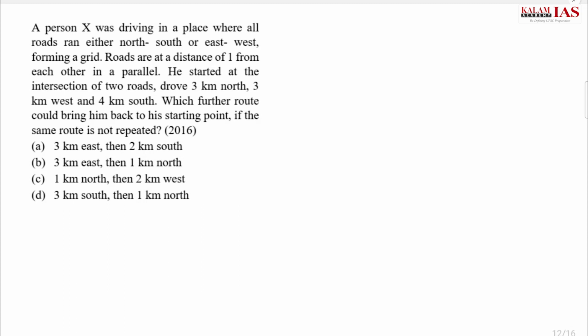In this question, it is given a person X was driving in a place where all roads ran either north-south or east-west, forming a grid. Roads are set at a distance of 1 kilometer from each other in parallel. He started at the intersection of two roads. Now, roads are either north-south or east-west.